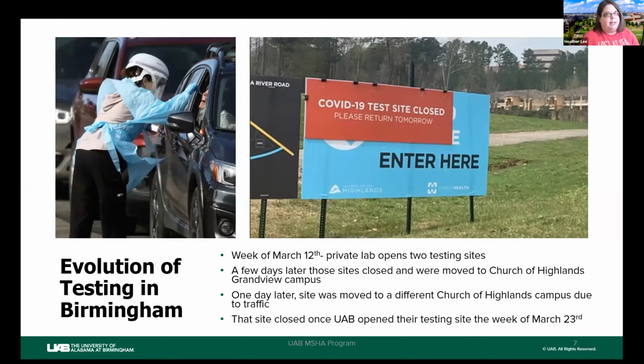So the people leading this testing effort said, we've got to move to a different place because we clearly can't accommodate the testing needs of this community. They moved to a different site that was a little more managed. Then recently, last week, they closed that site because UAB said, we're opening our own downtown, and from a community standpoint we don't need you to operate this one anymore.